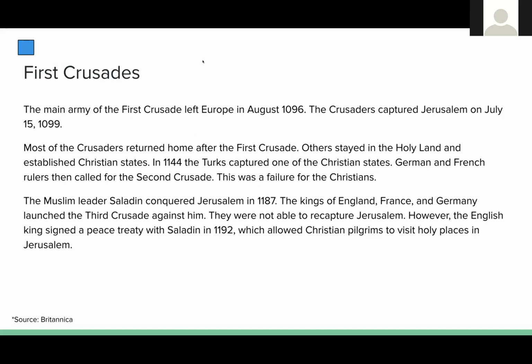But it turned out to be a failure because in 1144, the Turks captured one of the Christian states, and the following Second Crusade failed. In 1187, the Muslim leader Saladin conquered Jerusalem, and they launched the Third Crusade against him. The kings of England, France, and Germany, with special consideration given to Richard the Lionheart, were not able to recapture Jerusalem, but they signed a peace treaty with Saladin, which allowed Christian pilgrims to visit holy places in Jerusalem.